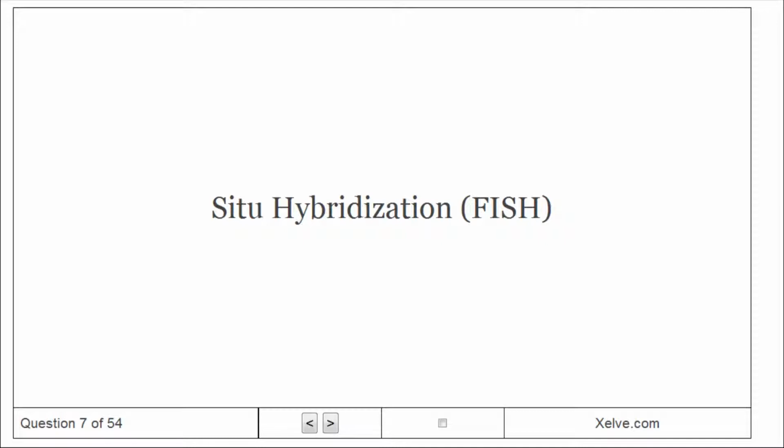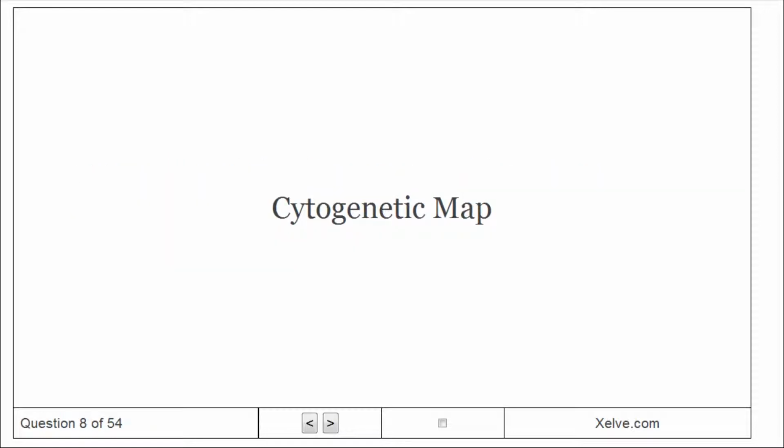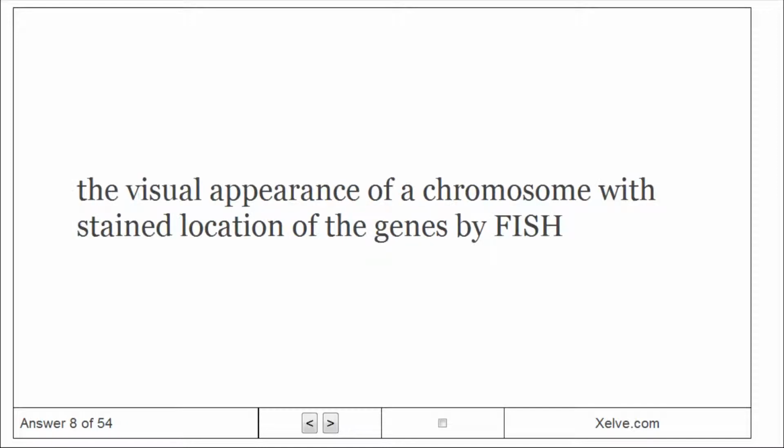Fluorescence in situ hybridization, FISH. Method in which fluorescently labeled nucleic acid probes were allowed to hybridize to an immobilized array of whole chromosomes. Cytogenetic map. The visual appearance of a chromosome with stained location of the genes by FISH.